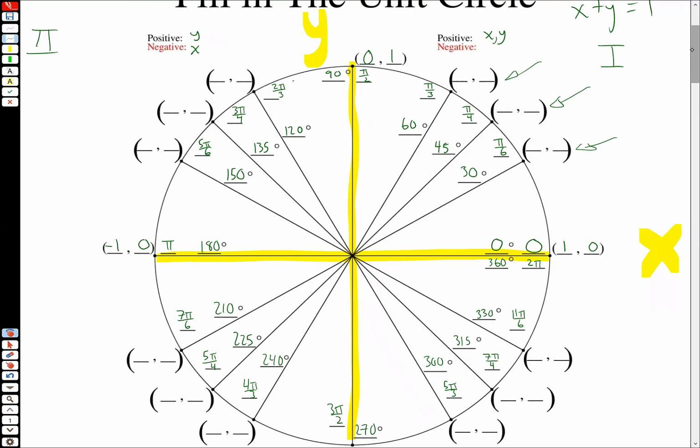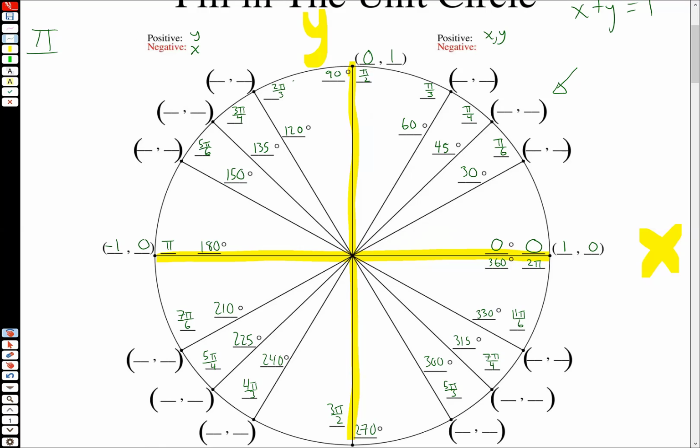Now, when you learn about the trig functions, what I recommend you do is go back and replace x with whatever trig function x corresponds to and y with whatever trig function it corresponds to, because that'll be more helpful in the future. But for right now, positive and negative just means which coordinate is positive and which coordinate is negative. Now, with that out of the way, let's figure out these 3 coordinates here. Let's start with 45 degrees, this middle coordinate.